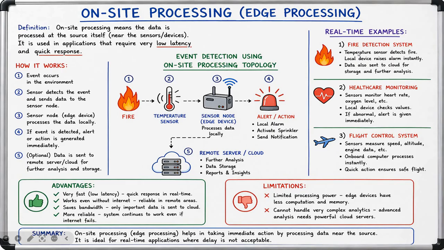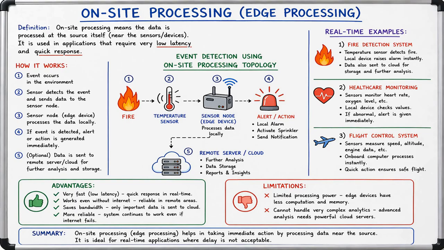Now we have some real-time examples. First is the fire detection system. Imagine a smart fire detection system in a building. The temperature sensor detects a sudden increase in the temperature and the sensor node processes the data locally. If the temperature crosses the safety limit, the system immediately activates an alarm and sprinkler system. At the same time, the data may also be sent to the cloud server to store the event and notify the emergency services.